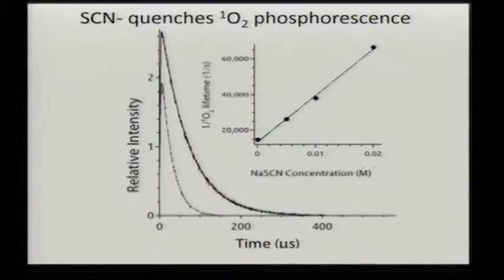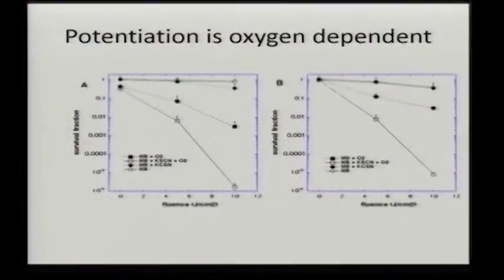He found that thiocyanate quenches the phosphorescence from singlet oxygen. So the gobbling of oxygen is potentiated with D2O. It quenches singlet oxygen phosphorescence. Clearly, thiocyanate is reacting with singlet oxygen. It's no two ways about it. And here the potentiation is strongly oxygen dependent. So if you remove the oxygen, you don't get any killing. So again, this is different from azide.